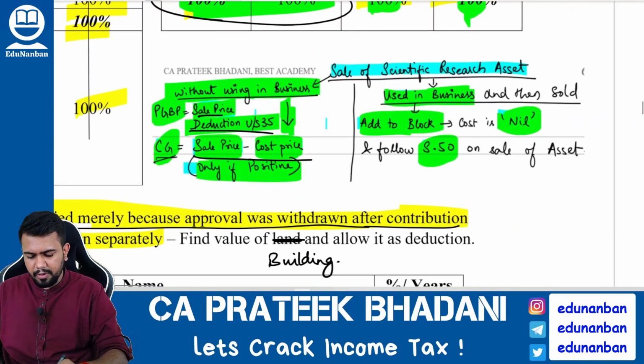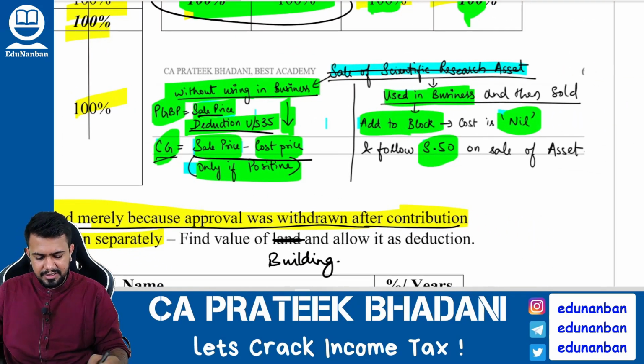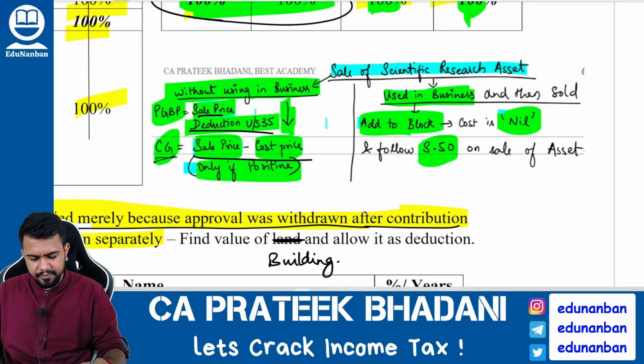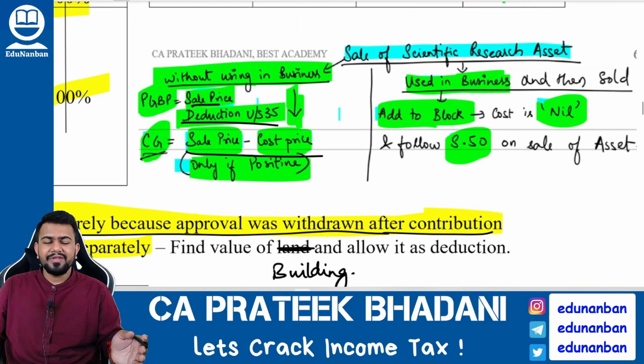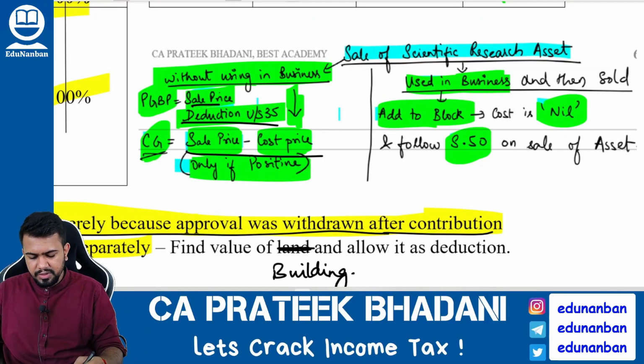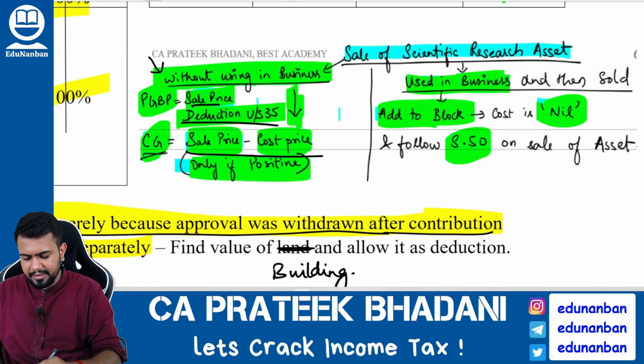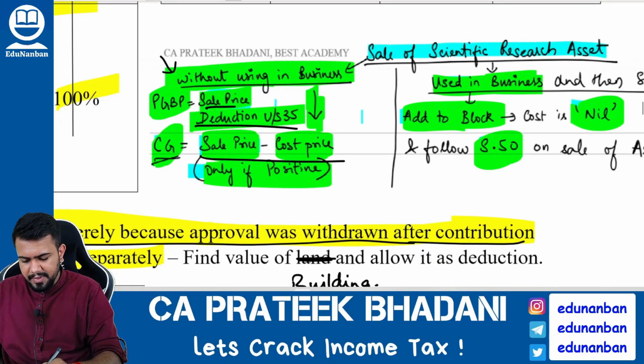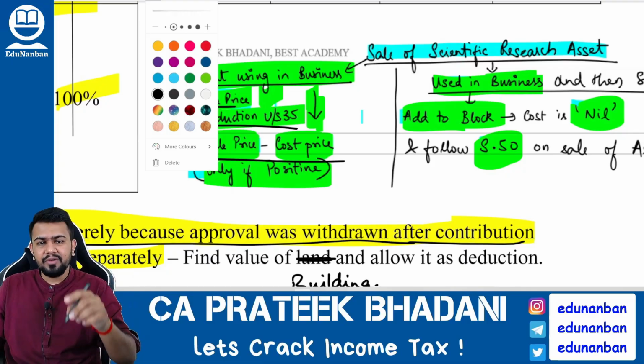Now let us talk about sale of scientific research asset. Okay. Now, if the scientific research asset is used in the business and then later on it is sold, then how to calculate PGBP income? PGBP is equal to selling price. Sorry, now what we are saying, without using in business.